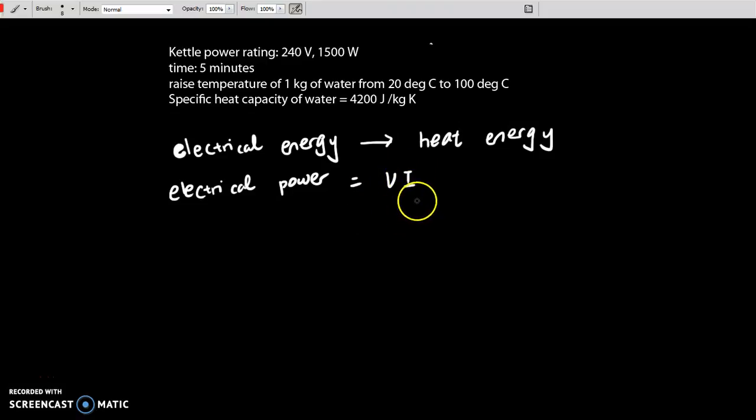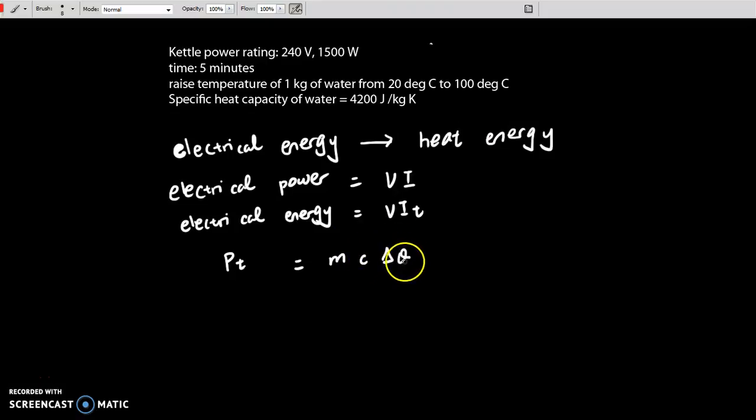This is a more common problem because they want you to recognize that electrical power can be P equals VI. So in this case, electrical energy will just be VIT. But in this question, the electrical power is given as 1500 watts, so you can skip this step. You know that electrical energy is just power times time, and that is equal to the heat energy, which is mc delta theta.